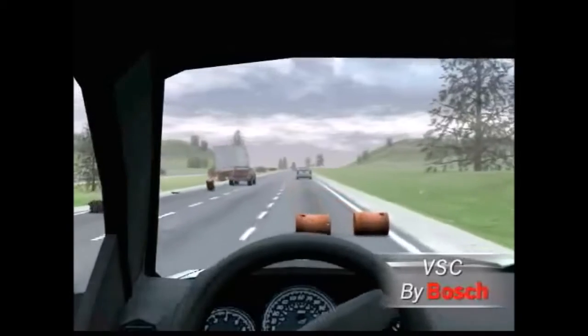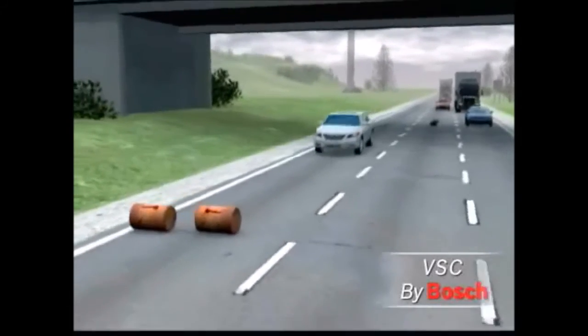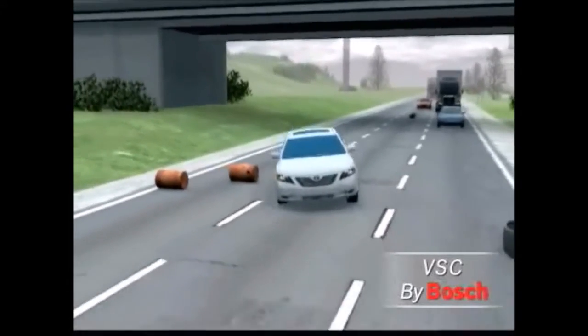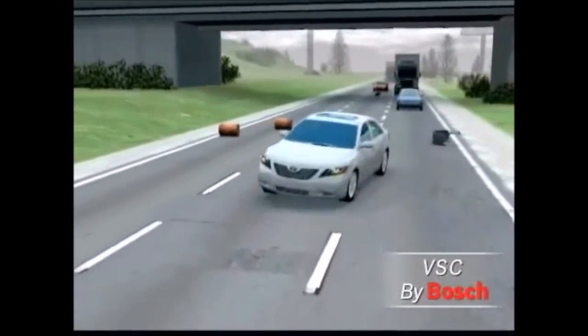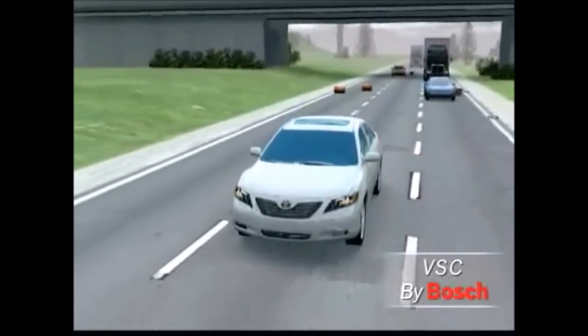Often, when understeering or oversteering happens, they happen at the same time. So here in this example, we see where a car has to drastically turn out of the way to avoid some barrels that fell out of a car in the road. Now, right here, this is where vehicle stability control really kicks in.